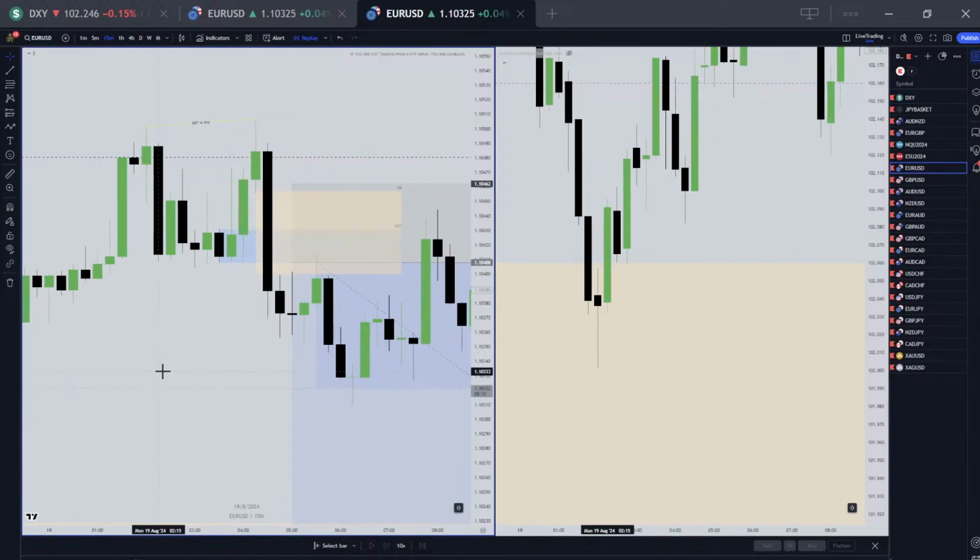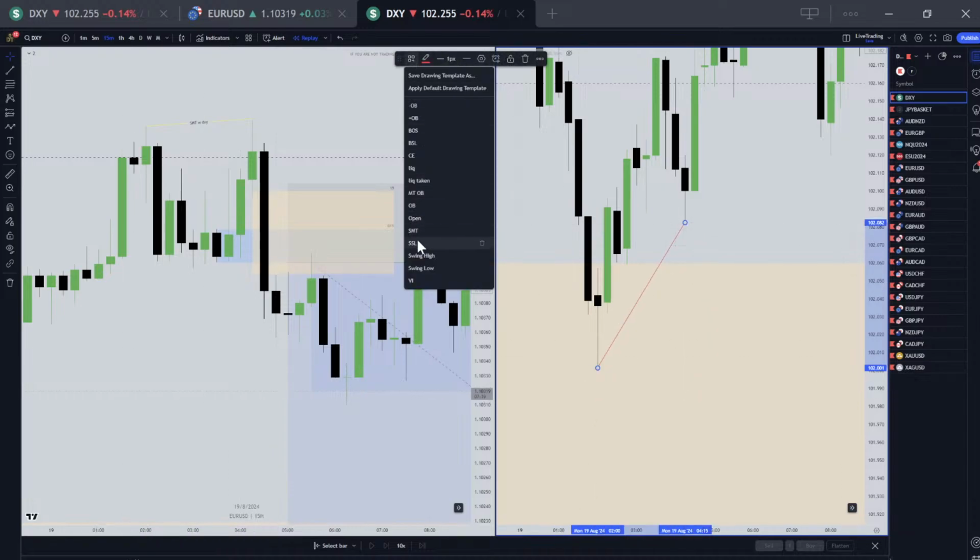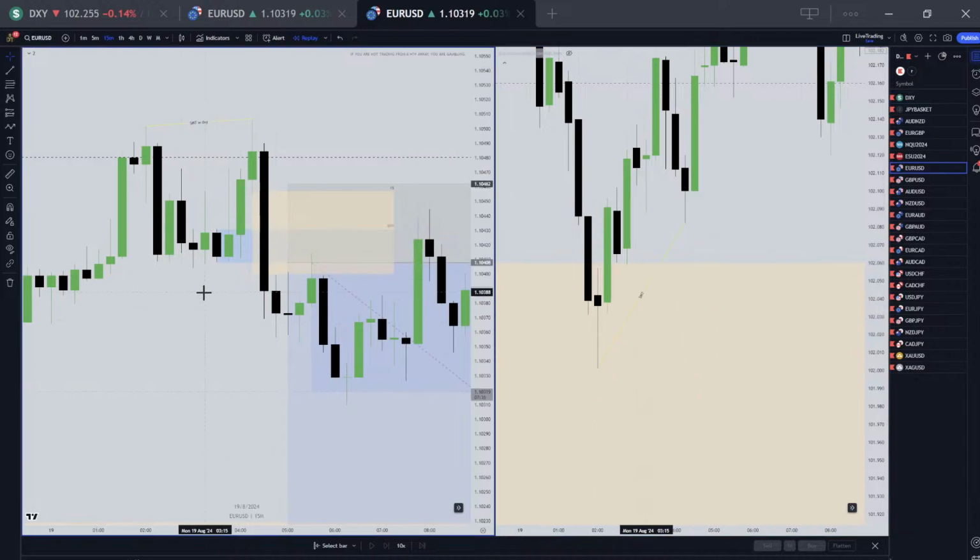Euro US dollar and DXY are inverse correlated. That means when Euro US dollar makes a higher high, DXY should make a lower low. If you look at the 2 a.m. high right here and the 2 a.m. low right here, DXY should have made a lower low here at 4:15. Well, at 4:15, DXY is just sitting here. That's an SMT, and an SMT means a potential reversal.